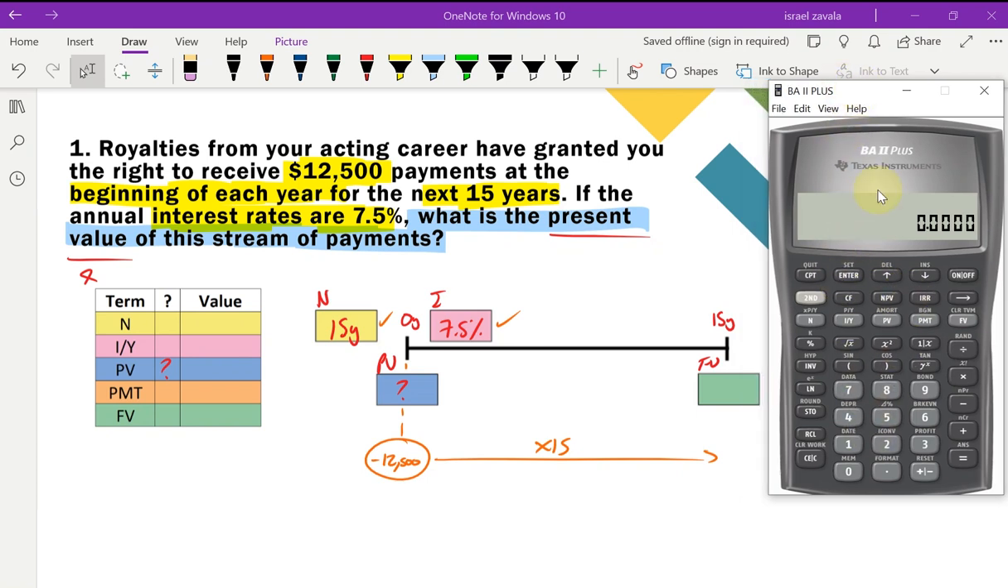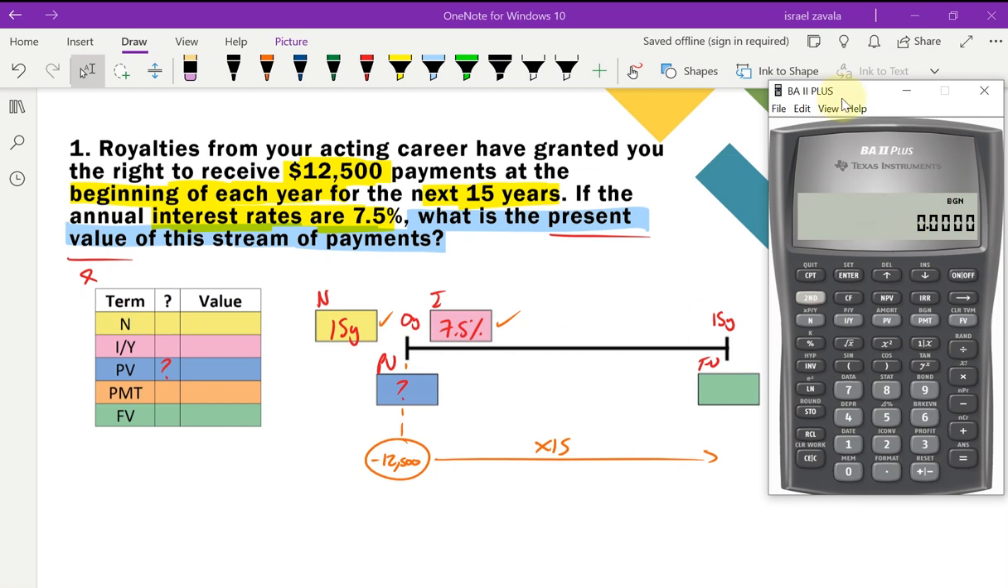Now we need to put this in begin mode. That's incredibly important. So we're going to do second, above payments, you see BGN, and then second, above enter, it says set, and that sets the calculator to begin mode. Now we can just clear out of that. So you can see it here, it's in begin mode. All of these questions will be in begin mode, so you don't have to change it. However, when you get to an exam, you have to make sure which mode you're in because it makes a huge difference.